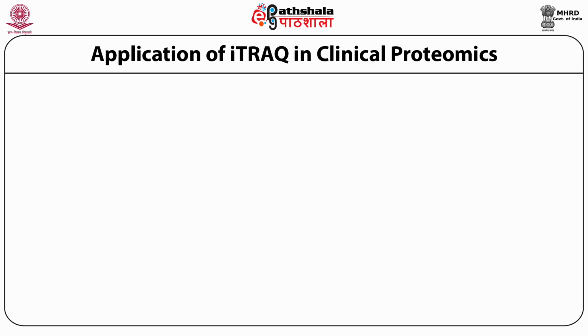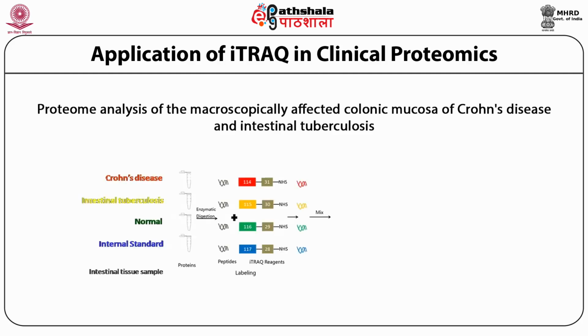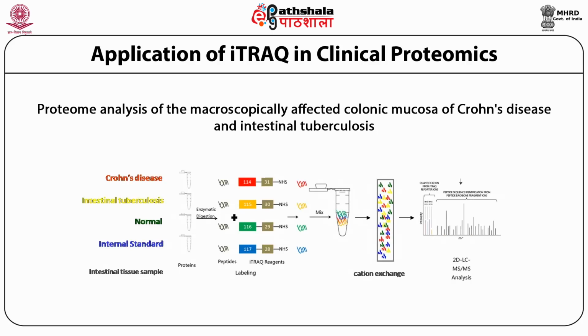In our lab, we did the proteome analysis of the macroscopically affected colonic mucosa of Crohn's disease and intestinal tuberculosis. The differentiation of these two diseases is very important in terms of treatment and prognosis. So we have 4 tissue samples comprising Crohn's disease, intestinal tuberculosis, the healthy control, and finally the internal standard. The 4 tissue samples are used for proteomic extraction, and these proteins are subjected to enzymatic digestion using trypsin. The digested peptide fragments from these 4 samples are labeled with iTRAQ reagents.